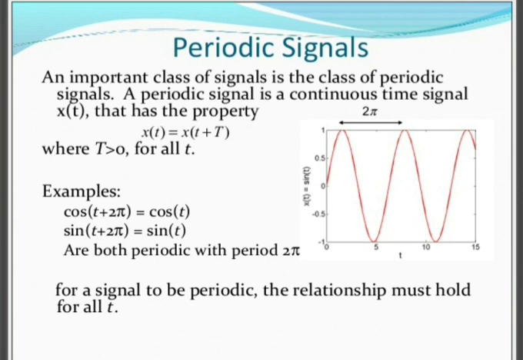These signals are classified as, the first type is the periodic signal. An important class of signals is the class of periodic signals. It is a continuous time signal x of t that has the property x of t equals x of t plus T, where T is greater than 0, for all t. Here an example is given: cos of t plus 2 pi is cos t, sin of t plus 2 pi is sin t, and both are periodic with period 2 pi. For a signal to be periodic, the relationship must hold for all t.